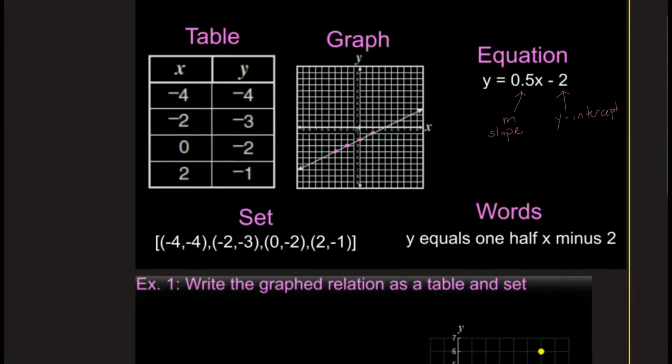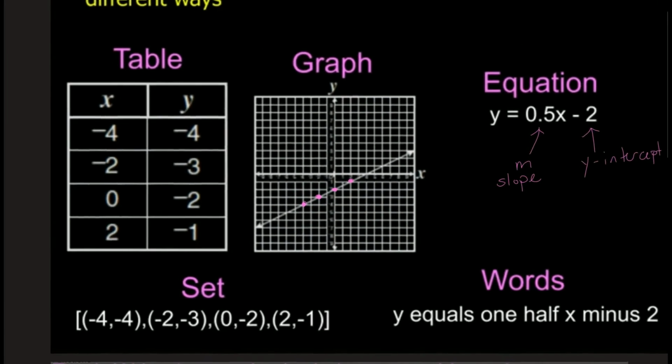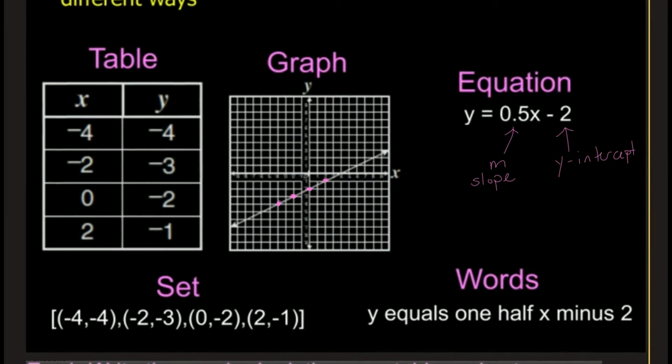Another way to write this relation is as a set of points. So we just took the information from the table and rewrote each relation as a point: -4, -4, -2, -3, 0, -2, and 2, -1. And of course, you can describe this in words, which is just reading the equation: y equals 1/2 x minus 2.